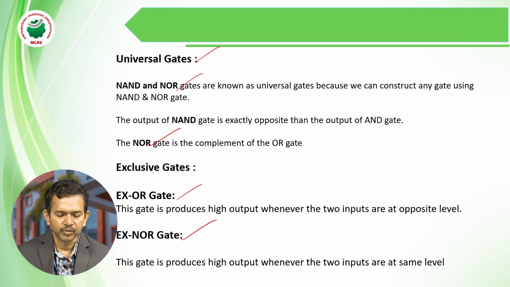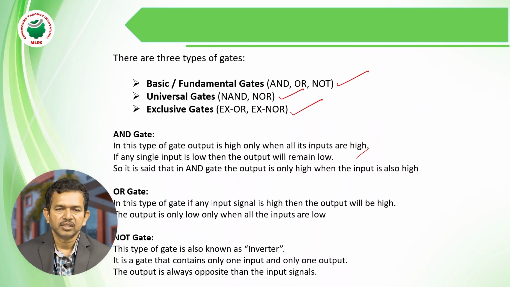So basically, to construct these gates, the first thing we have to remember is the basic gates, that is AND, OR and NOT. If I am perfect with AND, OR and NOT, I can easily construct the universal gates and I can easily go for the construction of the exclusive gates. So first we have to see and remember the basic and fundamental gates. Based on these basic and fundamental gates, we can very easily construct the universal gates and exclusive gates.